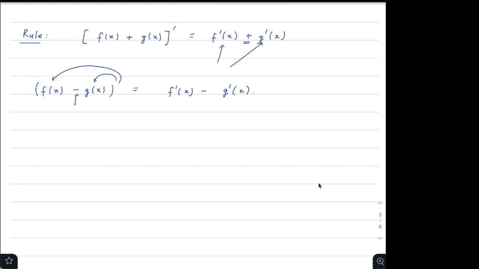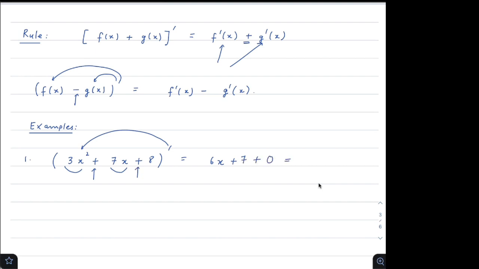Now the question is, how do I apply this rule? So let's consider this by means of an example. Let us say I have to find the derivative of 3x squared plus 7x plus 8. Then the rule says that you have to take the derivative of 3x squared, which is same as 6x, plus the derivative of 7x, which is same as 7, plus the derivative of 8, which is 0. So your answer will be 6x plus 7.